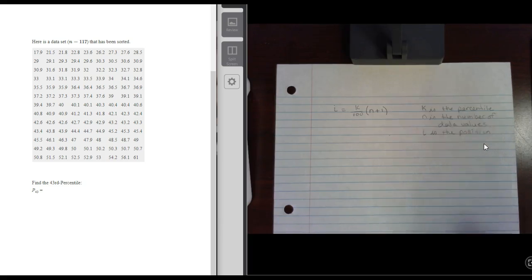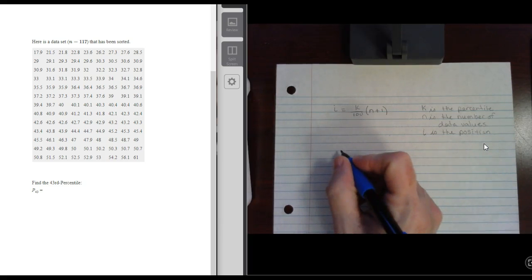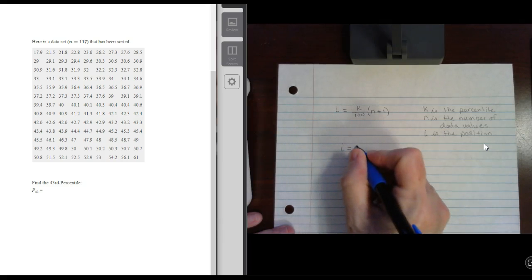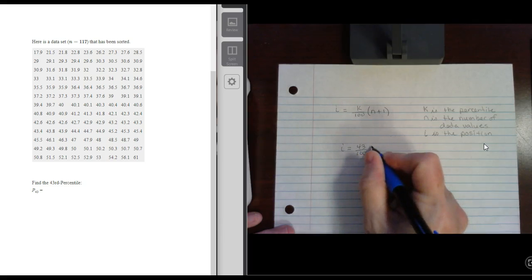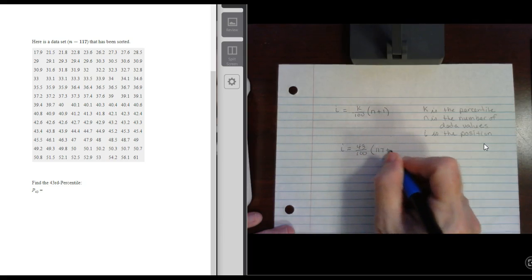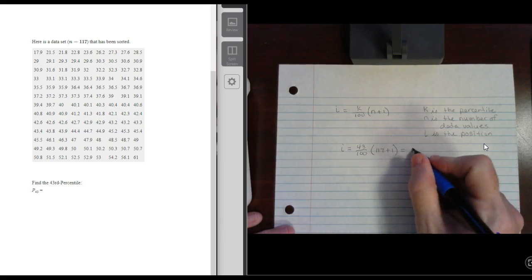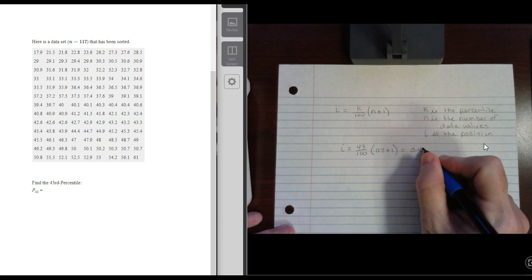Okay, so what we have is i equals, and we're looking for the 43rd, so it's going to be 43 over 100, and we have 117 pieces of data plus 1. So 43 divided by 100, 0.43 times 118.